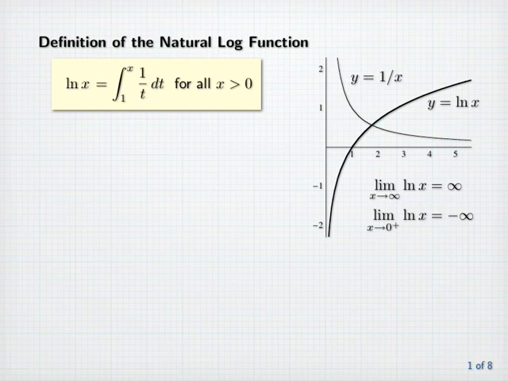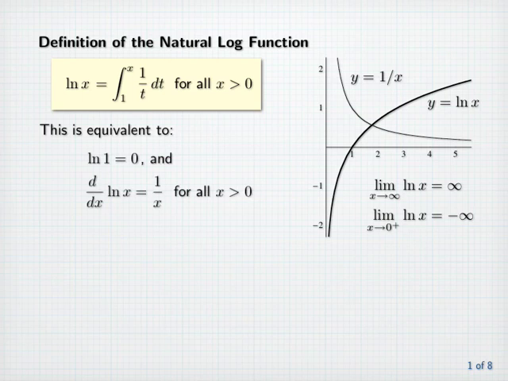This definition of the natural log is equivalent to the following two properties. First, note that natural log of 1 is equal to 0 because the integral from 1 to 1 of any function is 0 by definition. And second, its derivative with respect to x is 1 over x for all x greater than 0. This follows from the definition by the fundamental theorem of calculus.